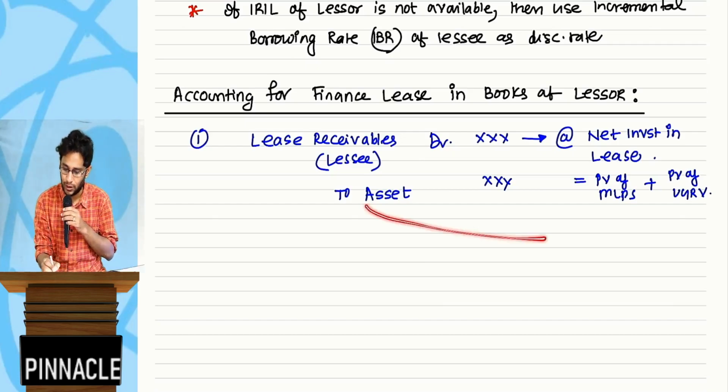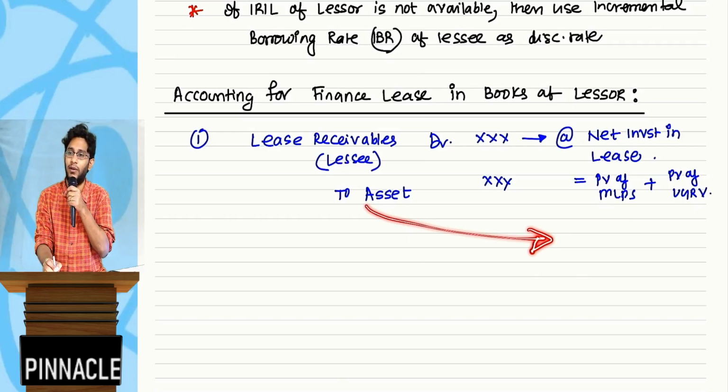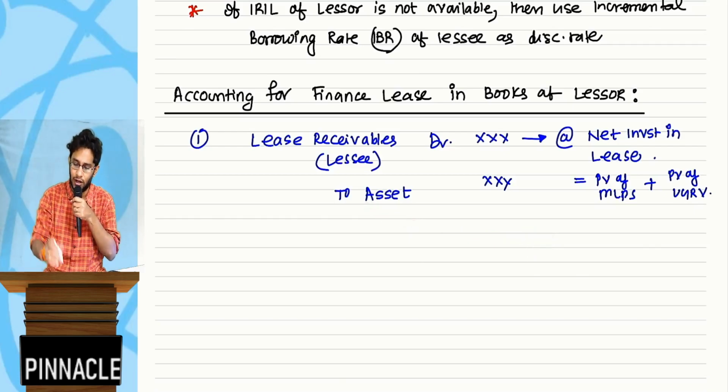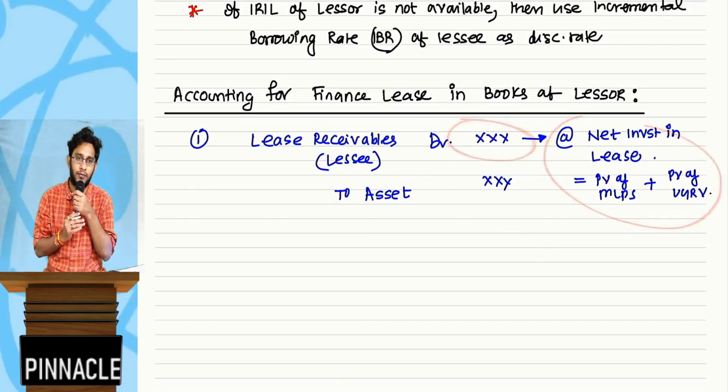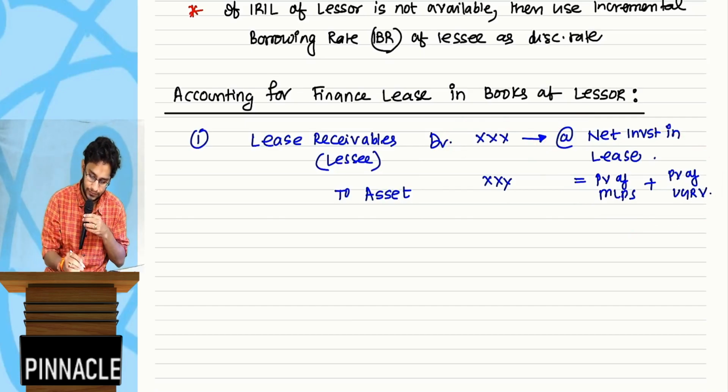Here the asset is going away. What benefits is the asset capable of giving? 5 years of lease rent it will give. In the 5th year, guaranteed residual value lessee will bring and give me. But the asset on its own is also capable of giving me unguaranteed residual value. Asset gone, in the asset's place I am recording the present value of the asset's cash flows. The original logic of this entry is this. Tell me, sir, when I buy an asset, what is the entry?